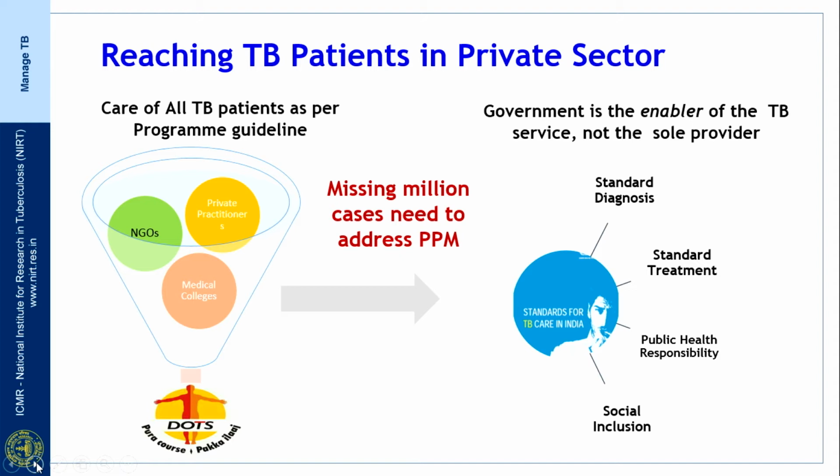Earlier it was estimated that there are around 30 lakh new cases per annum, and prior to COVID we used to notify around 24 lakh to 25 lakh cases. So this missing million portion is much reduced. Addressing this missing million will be possible only when we address the private sector, and the private sector will be addressed through standard diagnosis, standard treatment, public health responsibility and social inclusion.